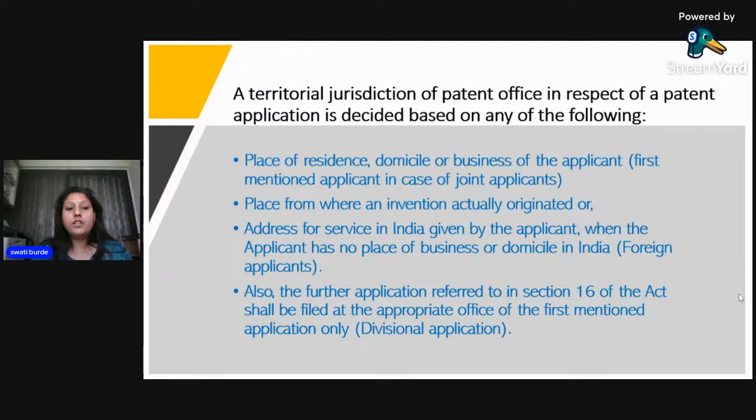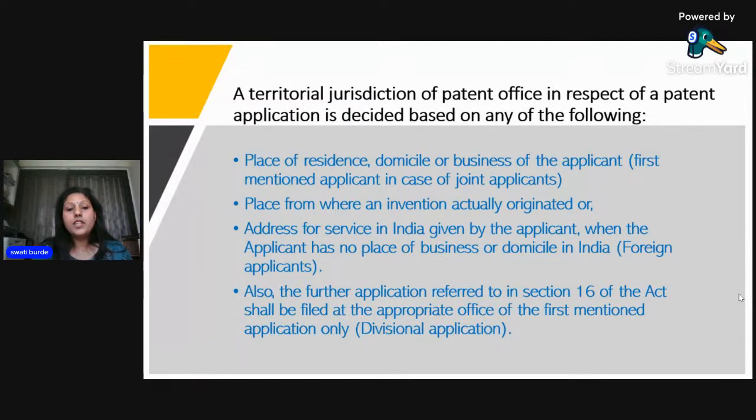So now, how to identify your jurisdiction? First is the place of residence or domicile or business of the applicant, or of the first mentioned applicant in case of joint applicants. So any one applicant who is having any residence or domicile, based on that they will identify their jurisdiction. For example, if you are based in MP, Bhopal, then your jurisdiction will be Mumbai. Then the place from where an invention actually originated. This is also another criterion. Suppose it originated from Punjab, then that can also be the jurisdiction.